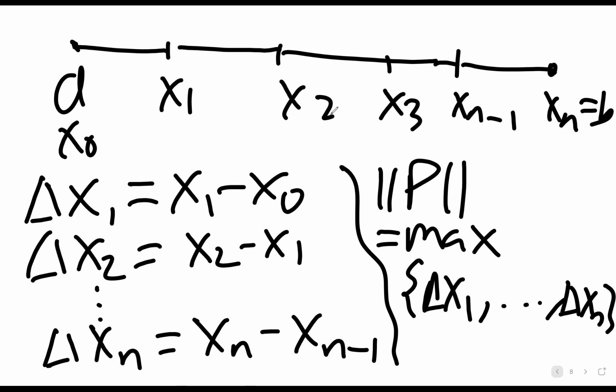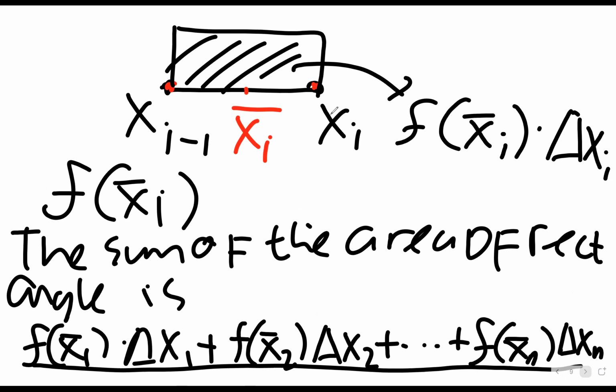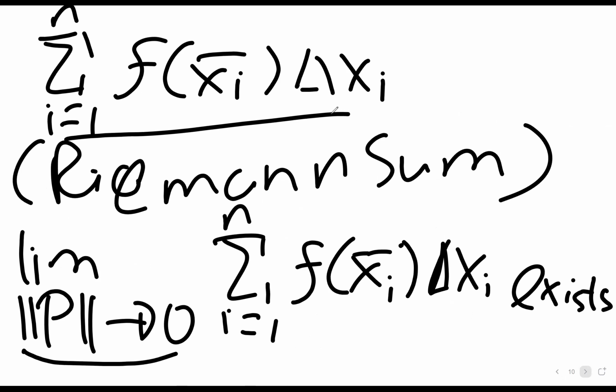Of course, if the lengths of the subintervals are the same, then delta x1 is b minus a over n, delta x2 is b minus a over n. All of them are the same. Then of course the norm of the partition is b minus a over n itself, right? And the condition that the norm of P tends to 0 is the same as n tends to infinity, because the limit as n tends to infinity of b minus a over n is 0, right?